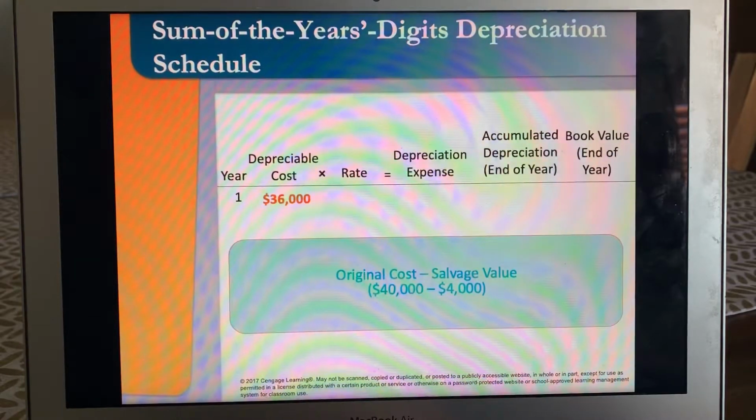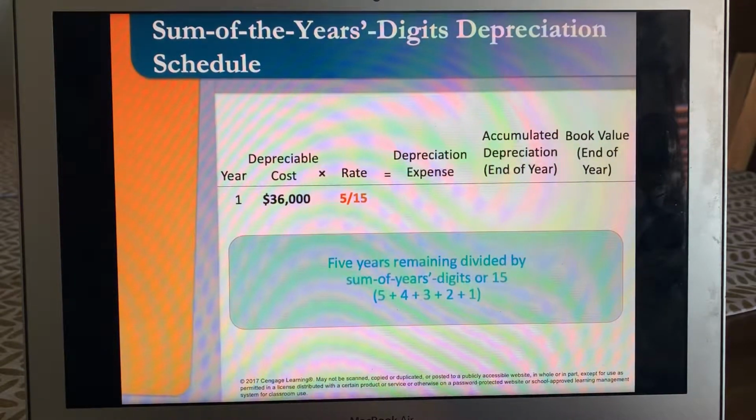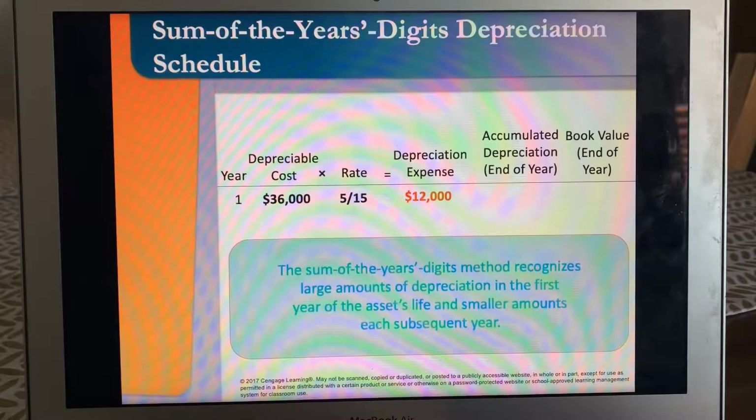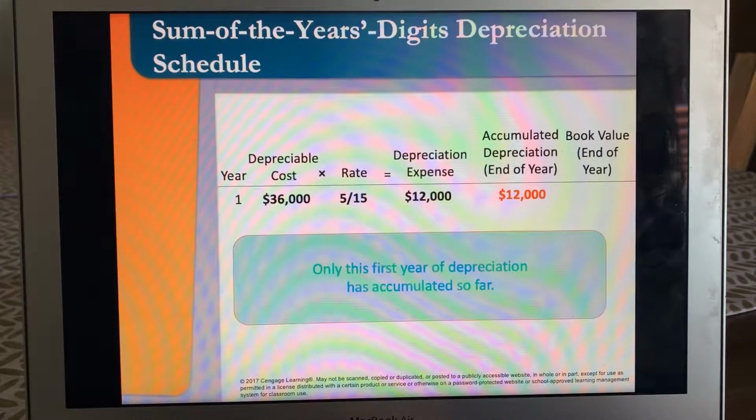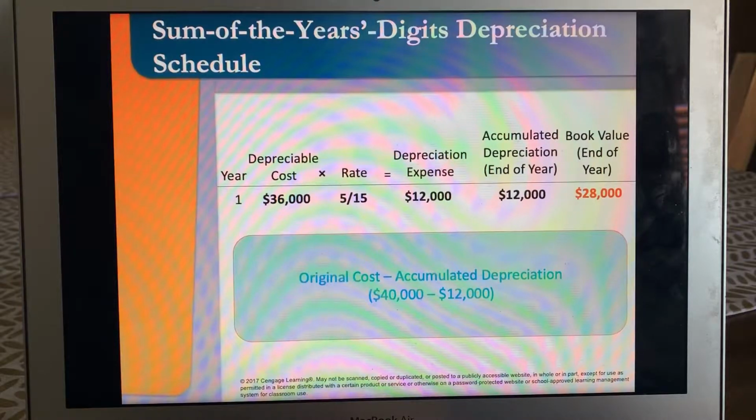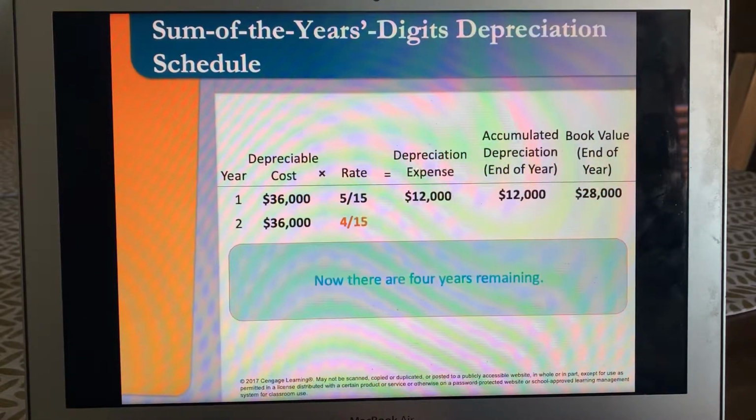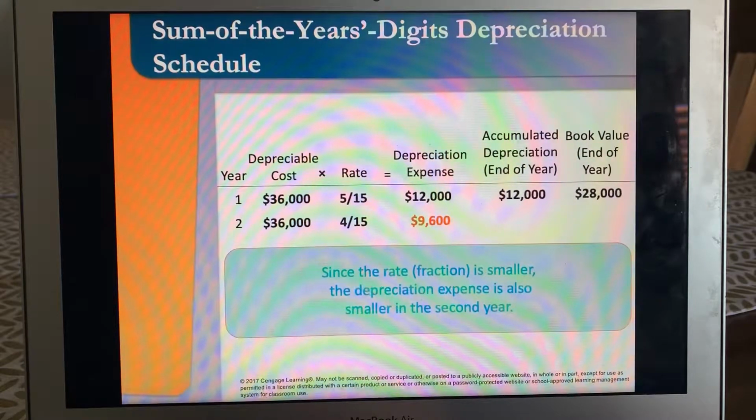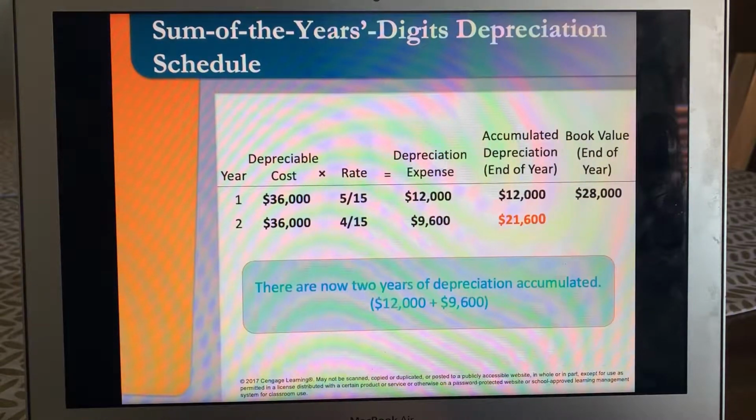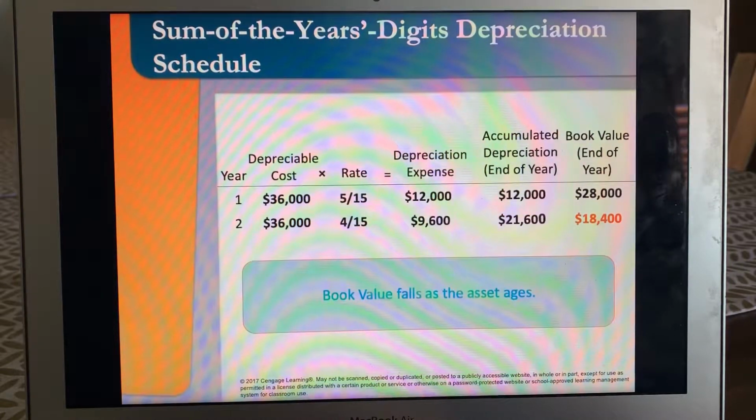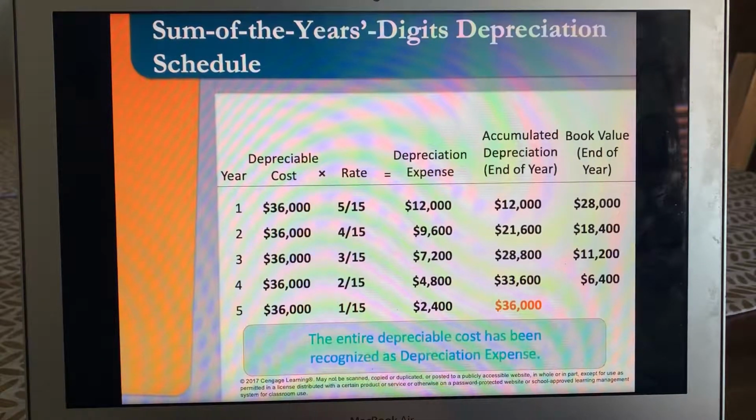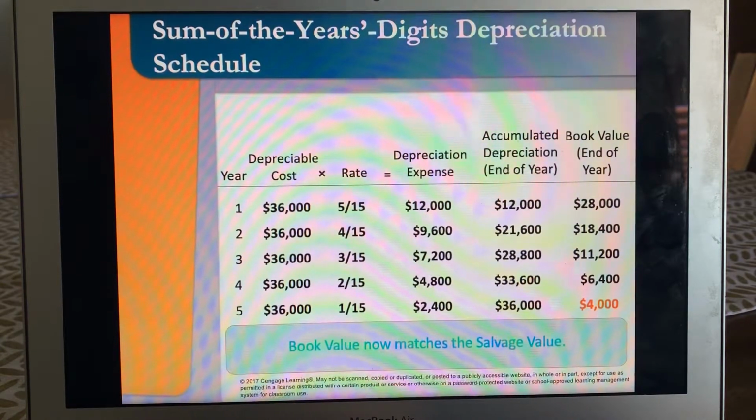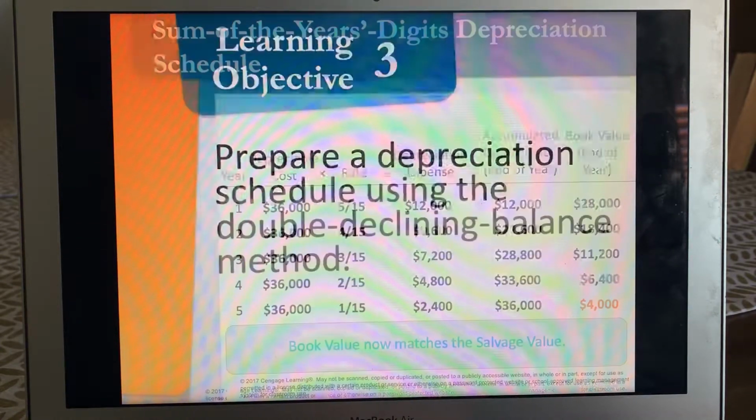So this is an example, 36,000, 5 divided by 15. Again, it's sum of all years, which will be 12,000. And then depreciation for that year is 12,000. So the book value is 36 minus 12, will be 28,000. Next year, 4 out of 15, 9,600. 21,600 will be our accumulated depreciation, and our book value will be 18,400. And here it is for years 3, 4, and 5. Again, 36,000 is our accumulated depreciation, and our salvage value or book value would be $4,000.